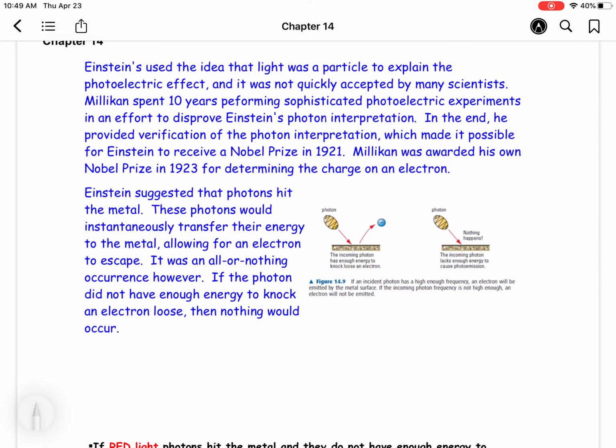Millikan later got his own Nobel Prize in 1923. But what Einstein's saying is that photons hit the metal. These photons would instantaneously transfer energy to the metal, allowing the electron to escape. It was an all-or-nothing occurrence. If the photon did not have enough energy to knock the electron loose, then nothing would occur. The photon came in, and if it had enough energy, it would fire an electron off. But if it didn't have enough energy, nothing would happen. It would just basically disappear.